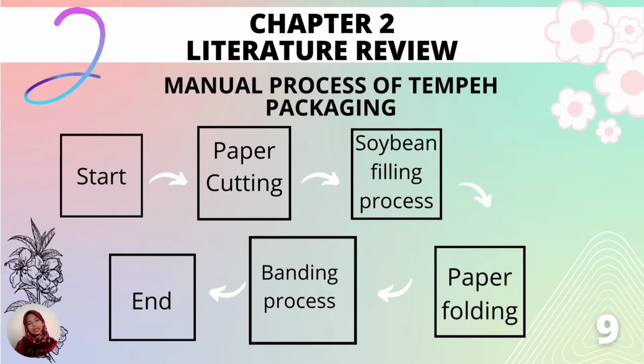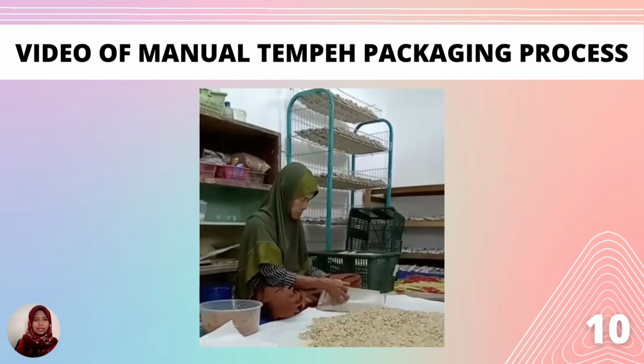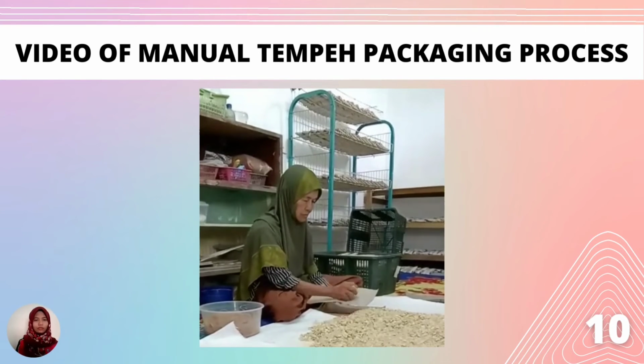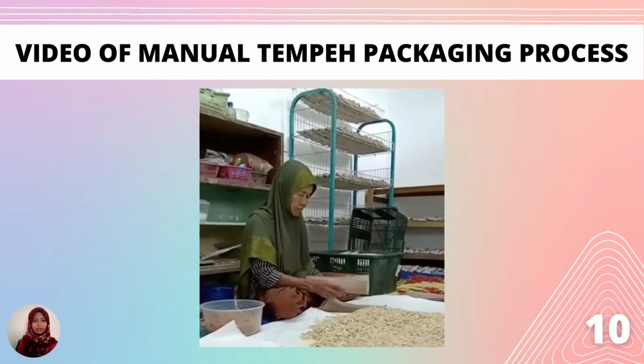So move on to the next slide, which is the manual process of tempeh packaging. The manual process of packaging starts with paper cutting. There we cut the paper to the desired size, and then we go through the soybean filling process, then the paper folding process, and lastly the binding process by using a rubber band. Okay, move on. So this is the manual process of tempeh packaging.